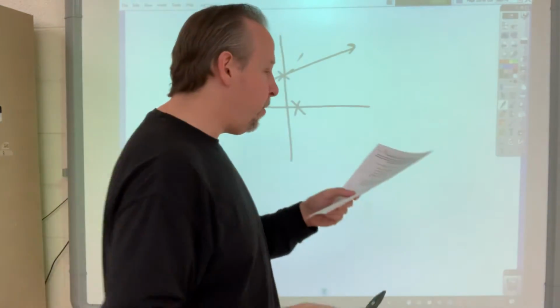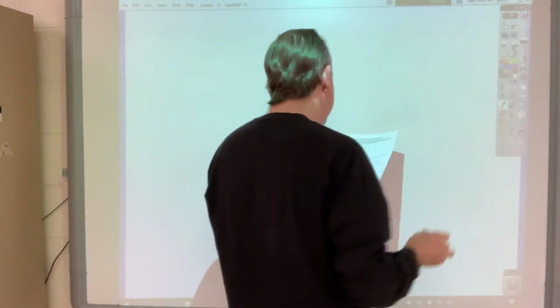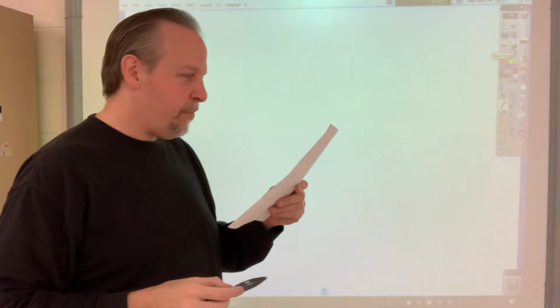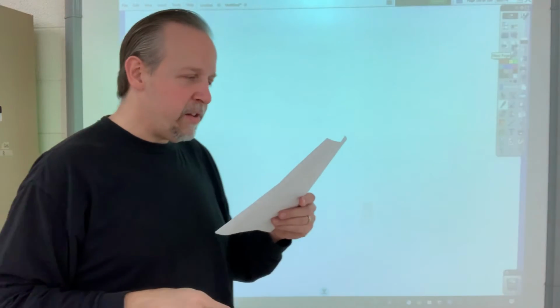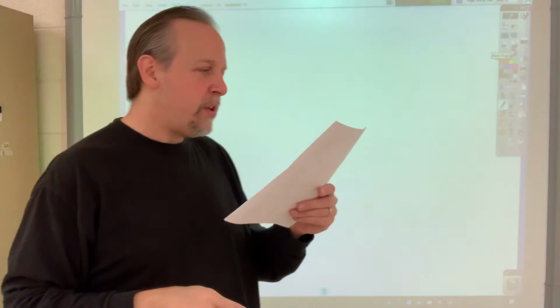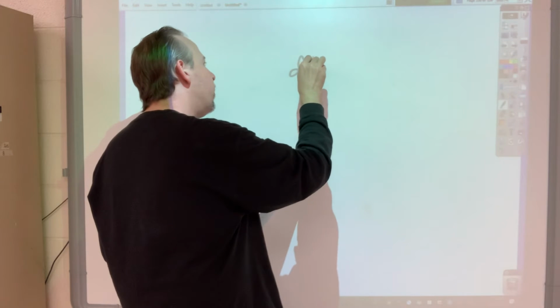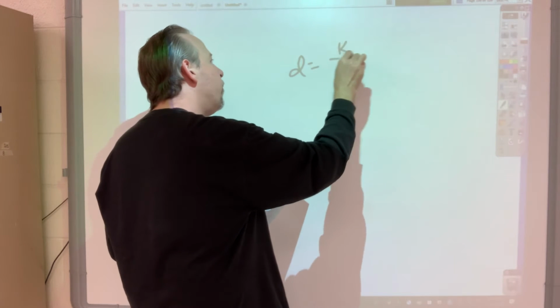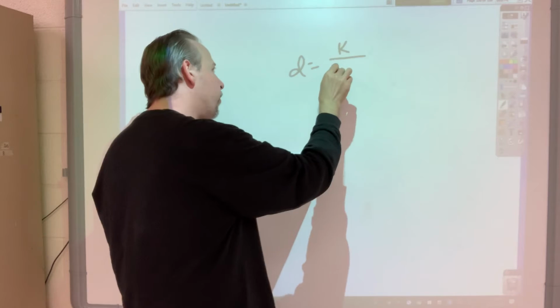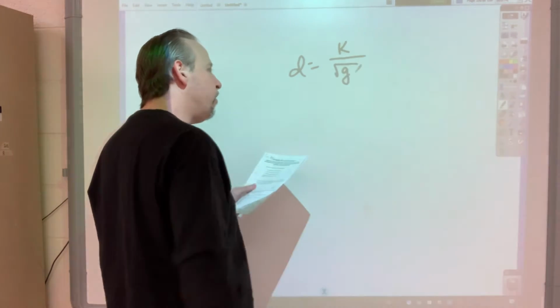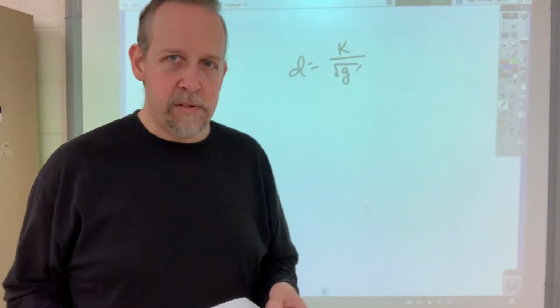Number 2 should have been pretty easy for you. Number 2 said that the distance to the sun can be considered inversely proportional to the square root of a planet's gravitational pull. Inversely proportional is k over, and it says the square root of the gravitational pull. That's the answer. It's D.